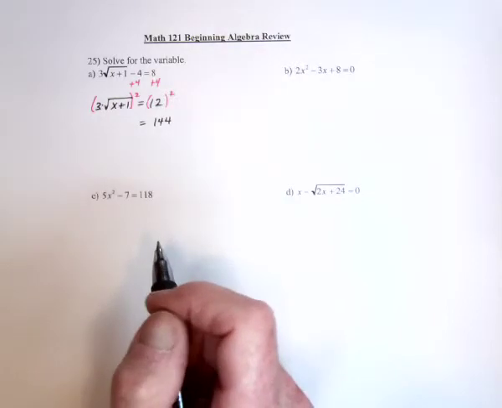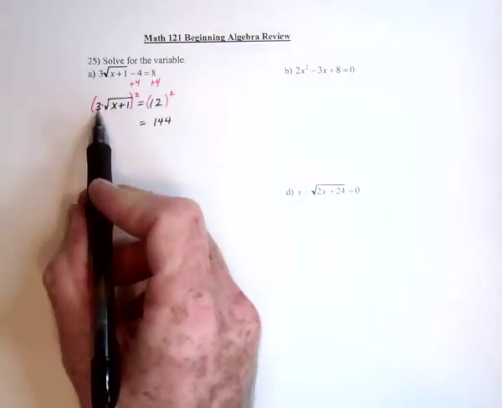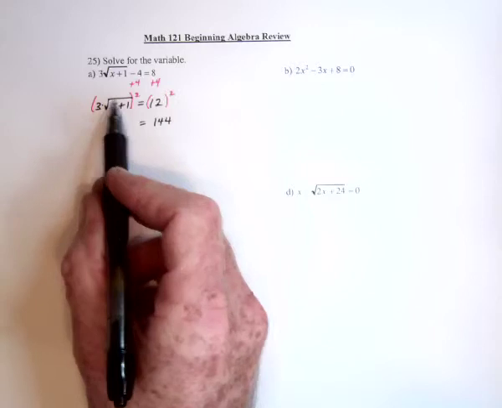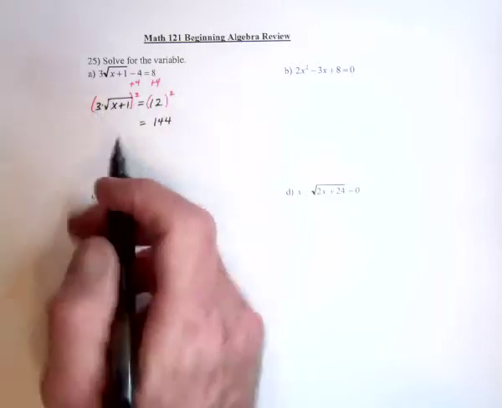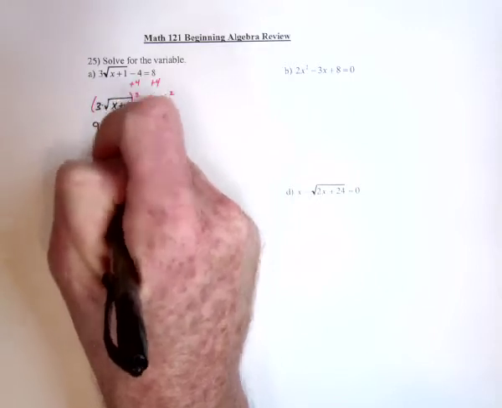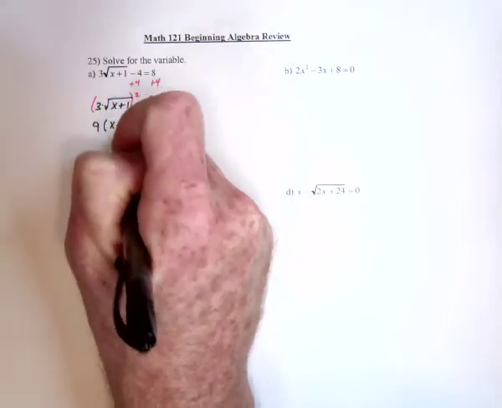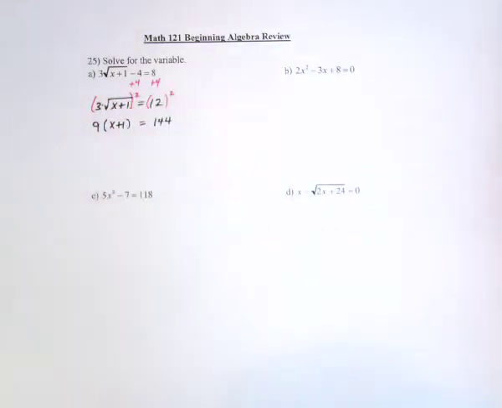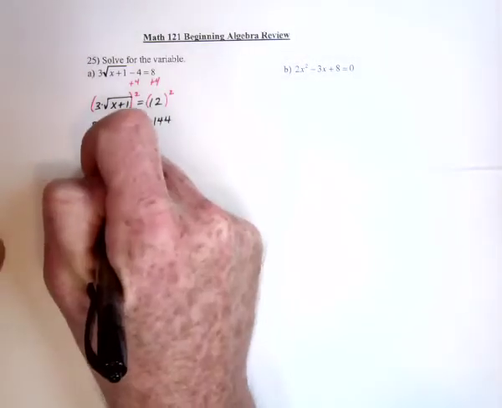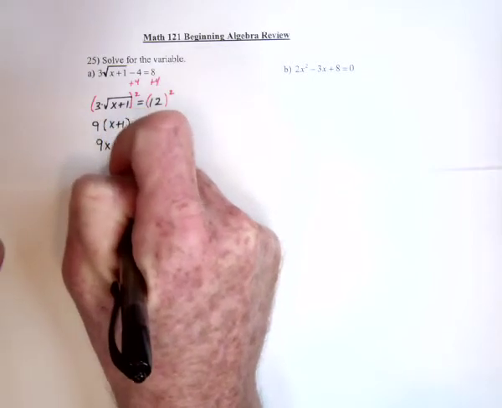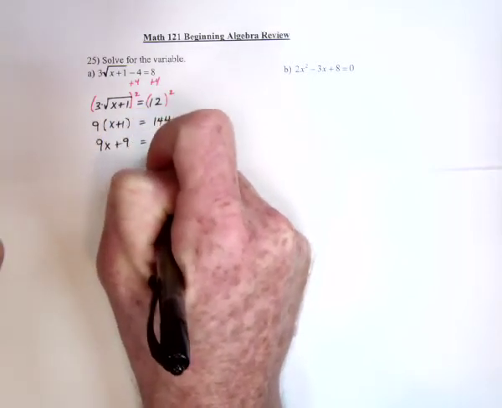When you square the left-hand side, this is going to be a 9, and the square and the square root will cancel each other out. But you do have to square this one that's on the outside first. So it's going to be 9 times x plus 1 without the radical, but it still needs parentheses because that 9 is going to need to distribute. So it's going to be 9x plus 9 equals 144.